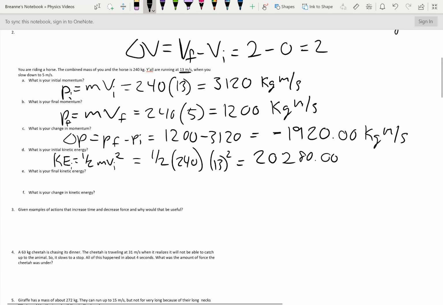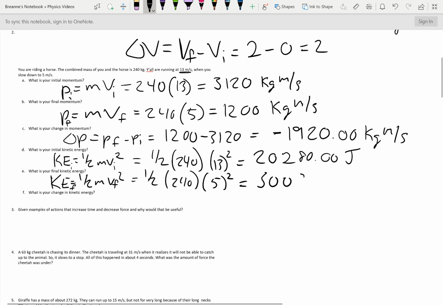20,280 joules. For your final, you do the exact same thing, but you're going to use your final velocity. So it'll be 1/2, the mass is the same, but the velocity, you're going to use the final velocity. Plug that into your calculator: 1/2 times 240 times 5 squared, and you'll end up with 3,000.